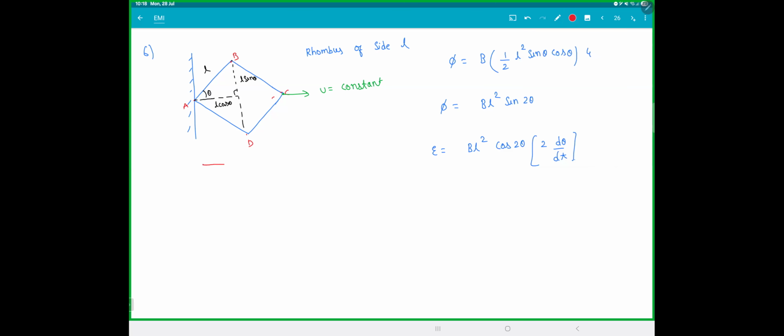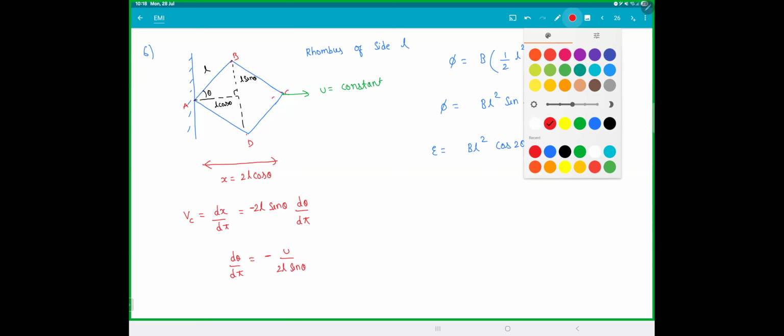If you look at this distance here, this is your horizontal distance x, which is 2L cos theta. If you differentiate this, dx by dt will give you the velocity of point C. That will be minus 2L sin theta d theta by dt. From here you get d theta by dt, which is actually your angular velocity, isn't it? So d theta by dt is equal to minus u by 2L sin theta. Take that and substitute here.